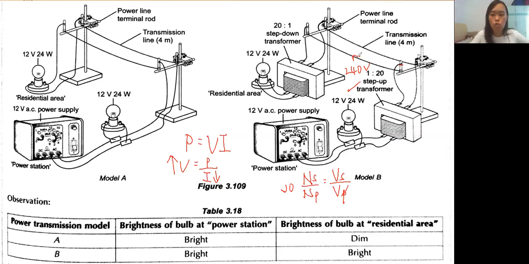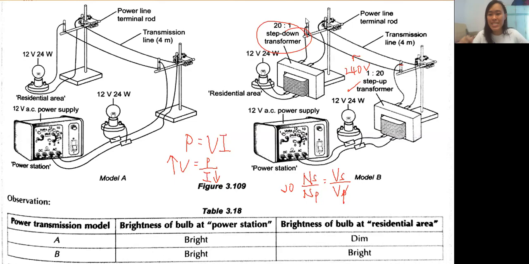Okay, since the voltage you transmitted is 240 volt, before it reaches the residential area, this voltage is too high for the residential area to be used. It will cause this bulb to not only light up dimmer, but it will blow off. Why? Because the voltage is too high already. That's why we need a step down transformer to reduce the voltage so that it can be suitable for the residential area use, which is here you see the output voltage needed is only 12 volt. Okay, can clear?